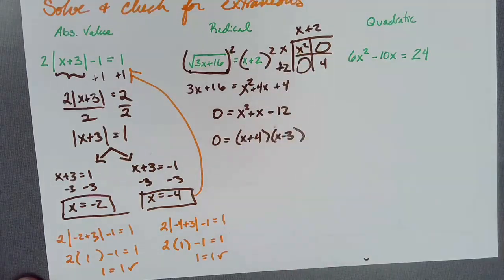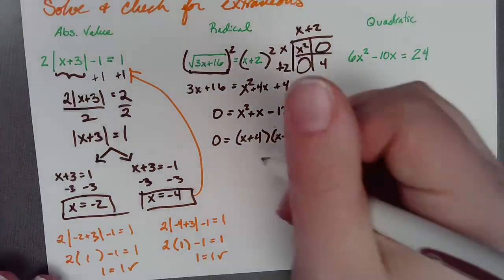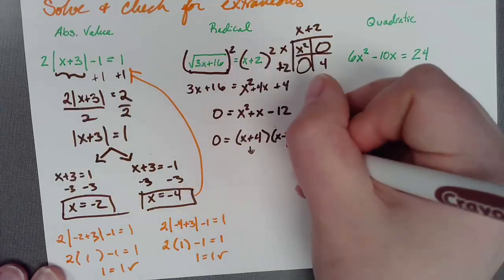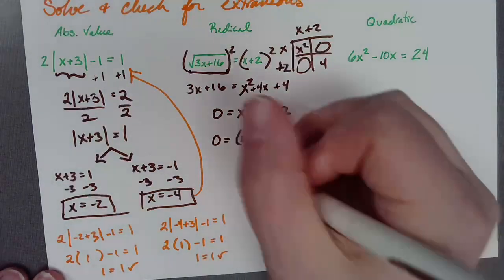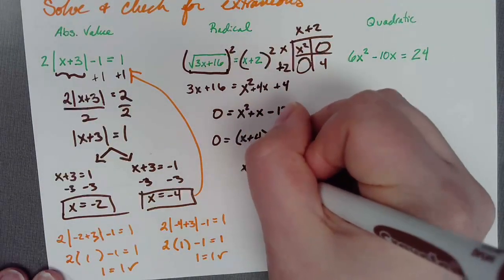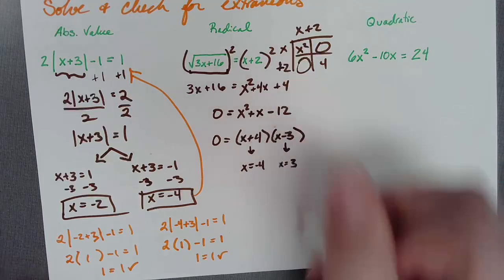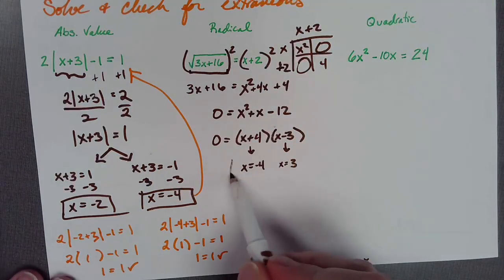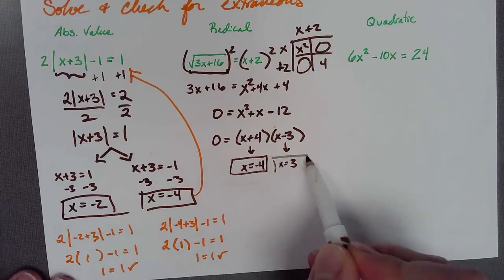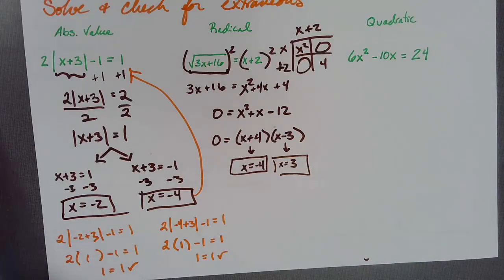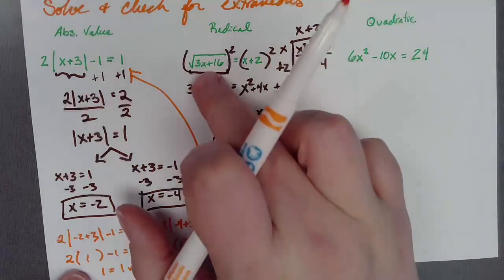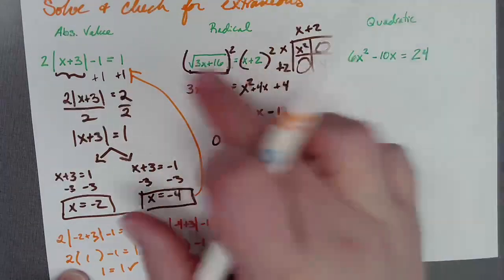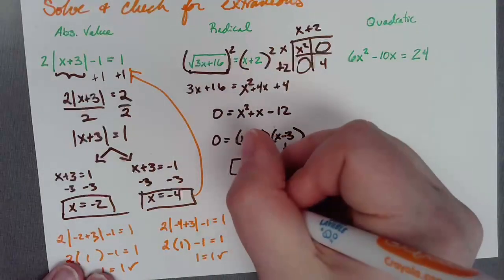x minus 3. Now that I've done that, I need to use my solving, which is what makes each of these work out to 0. x could be negative 4, x could be positive 3. So those are my two solutions. And now I have to plug them in and check and see, do they actually work the way I think they will? So I'm going to plug each of them into my two sides of the equation and see if they work.